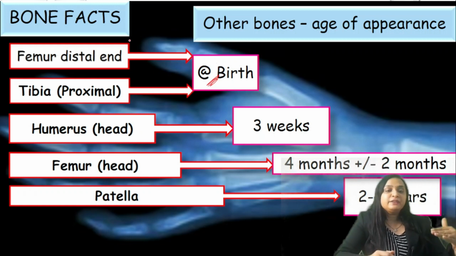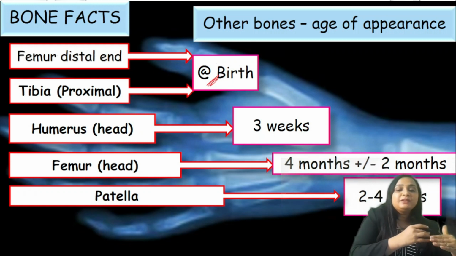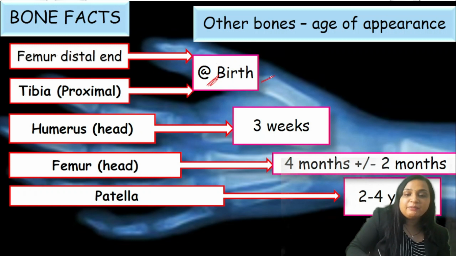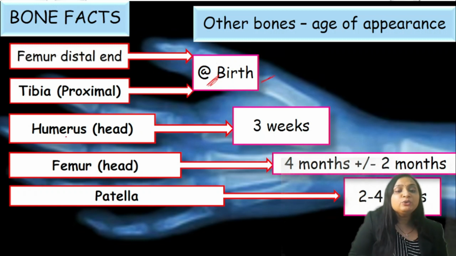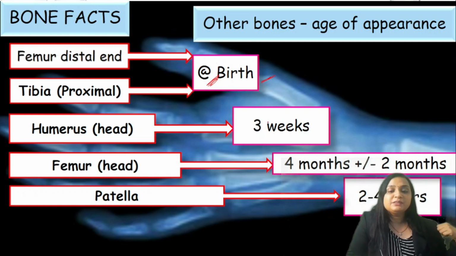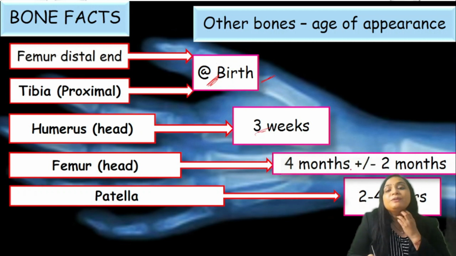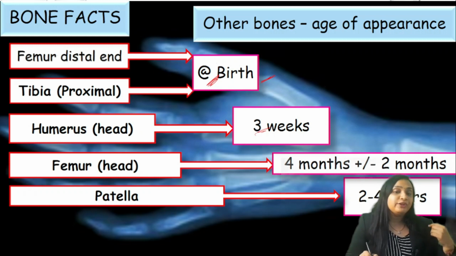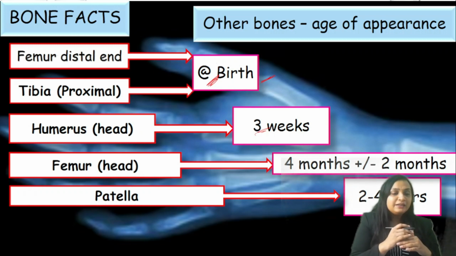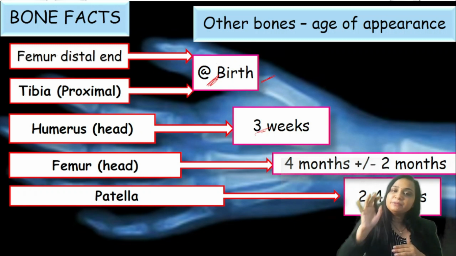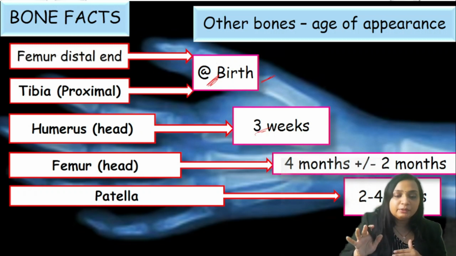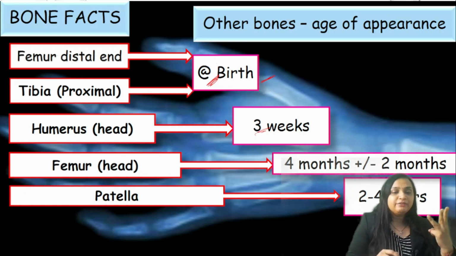Now, remember this: the distal femur ossification center is present right from birth. The distal end of the femur and the proximal end of the tibia are both present at the time of birth. If you see the humerus, the head of the humerus appears by the 3rd week. The femur head appears at 4 months plus or minus 2 months, and the patella appears by 2 to 4 years. So remember femur distal end and tibia proximal end at birth, for ease of remembering. Humerus head 3 weeks.